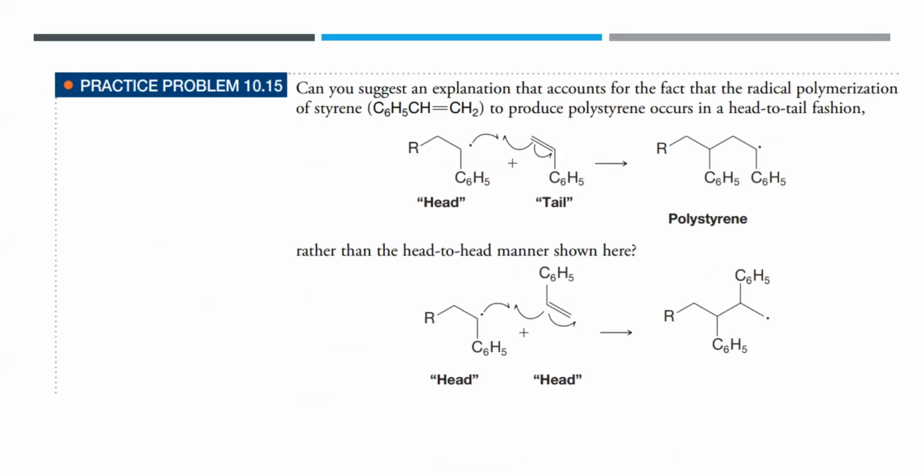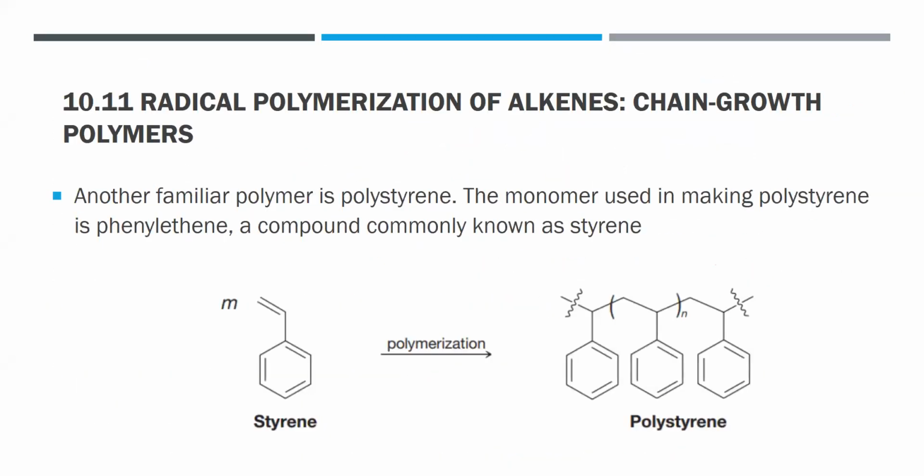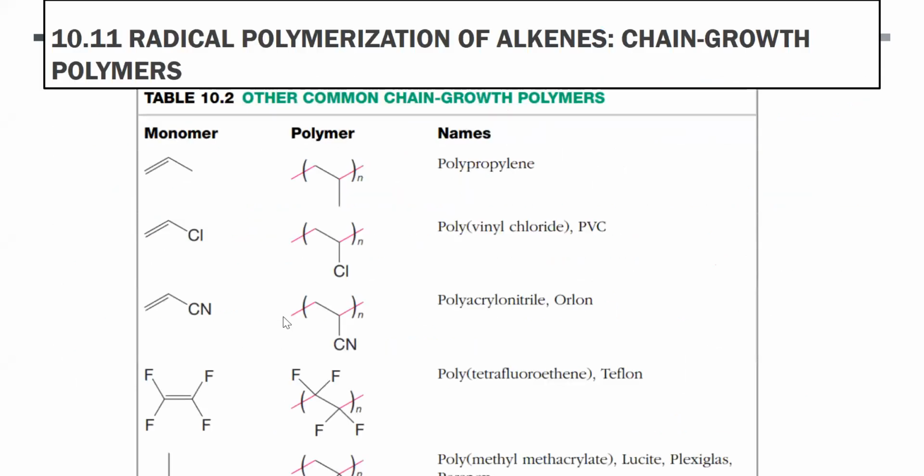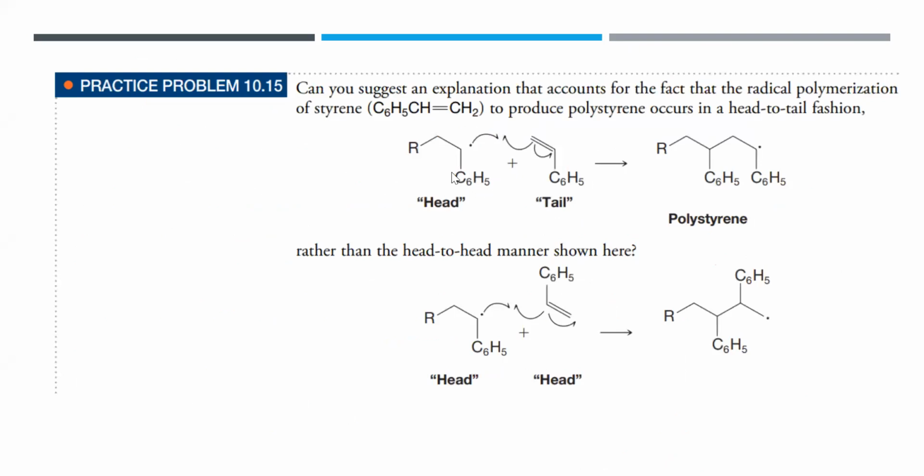Another one. Can you suggest an explanation that accounts for the fact that the radical polymerization of styrene to produce polystyrene occurs in a head-to-tail fashion? Head to tail. You'll notice here you have your polystyrene. This is your styrene here, head to tail. You have your phenyl ring here, and your CH2 double bond CH2 here, and then this is, for example, our head, and this becomes our tail.